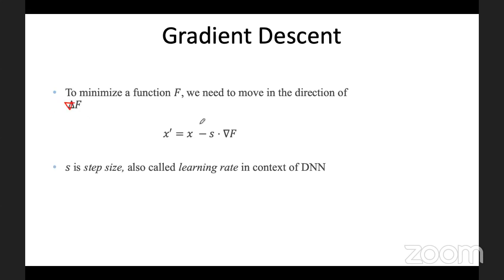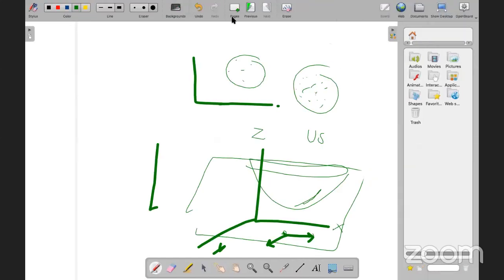So what I will do is, suppose I'm at a point x, and the gradient at that point is nabla f. So I update my point. I set x prime equal to x minus s dot nabla f. So what is this s? This s is just the step size. In the context of deep neural networks, we call that the learning rate. If you remember the example that I gave you last time, we had to very carefully choose it.